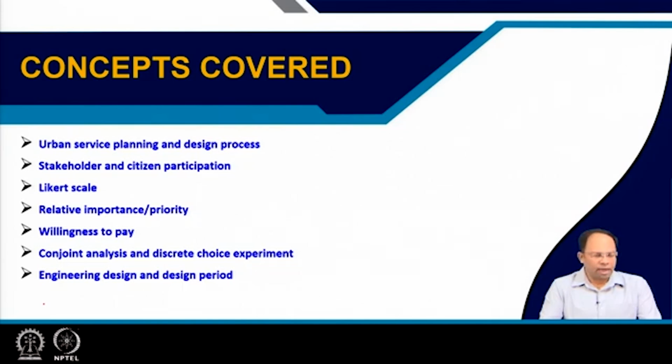We will discuss Likert scales. Then we will discuss how to determine relative importance and priority. Then we will talk about willingness to pay and the different methods to determine willingness to pay, either via conjoint analysis and discrete choice experiments. Then we will talk about engineering design and design period.